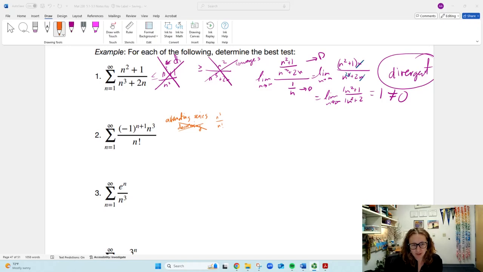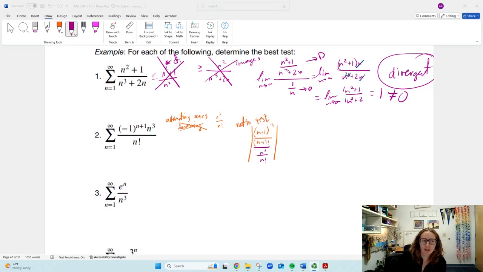But I still have that factorial, and factorials are really nice when it comes to either my ratio test or my root test. Actually, ratio test is even better because I can kind of peel those off, and I don't have any n's in my exponent here, so maybe root test isn't the way to go. I'm going to do ratio.